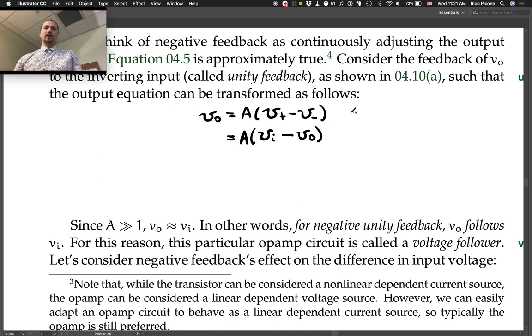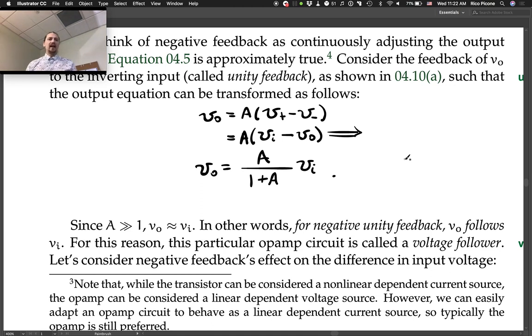And you can solve this for V out. Well, I'll write on the next line. V out is equal to A divided by 1 plus A, times V in. Since A is going to be much greater than 1, right? It's going to be like 100,000. Then this ratio is 100,000 divided by 100,001. And so we're left with a ratio of about 1 here, which tells us that the output voltage is pretty much equal to the input voltage. In other words, for negative unity feedback, V out follows V in. For this reason, this particular op-amp circuit is called a voltage follower, okay?